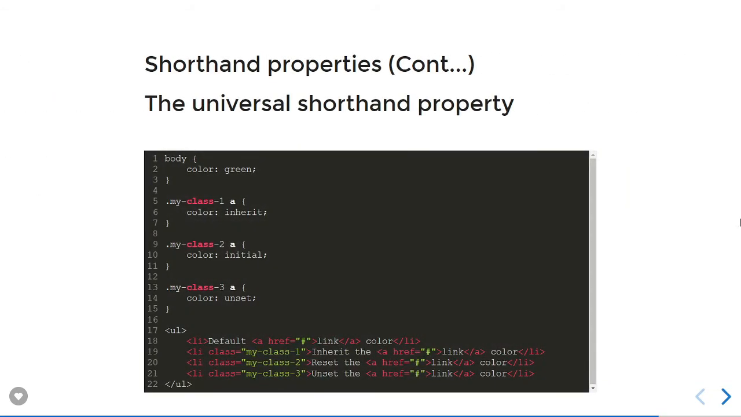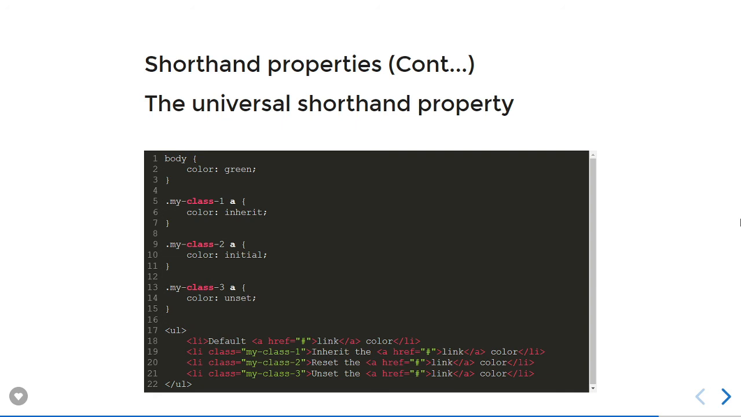So here we have the example. We have three classes. Number first is myClass1, second is myClass2, and number third is myClass3. The first li element is the default one, and the rest we have used the class respectively. And each we applied color properties. For the class A, we applied color inherit. For the class 2 with A tag, we have applied initial, and for the third one is unset.